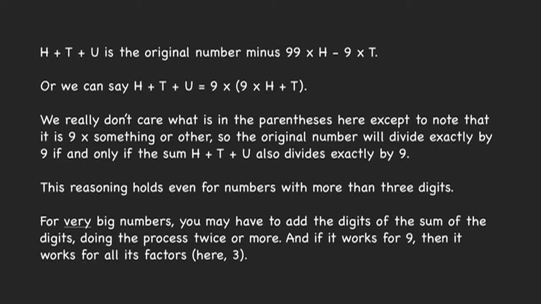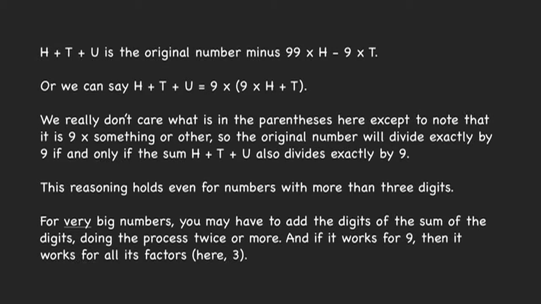Or we can say H plus T plus U equals 9 times the quantity 9 times H plus T. We really don't care what is in the parentheses here, except to note that it is 9 times something or other, some whole number, so the original number will divide exactly by 9 if and only if the sum H plus T plus U also divides exactly by 9.